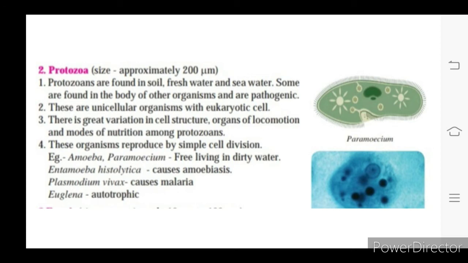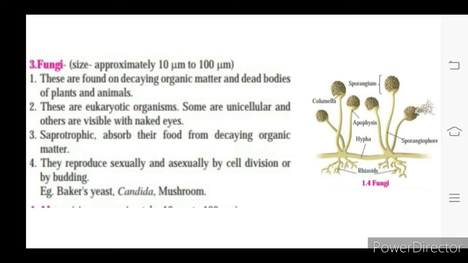For example, amoeba and paramecium, these two types of protozoans are mostly found free living in dirty water. Entamoeba histolytica causes amoebiasis. Plasmodium vivax causes malaria. And Euglena is autotrophic; among protozoans, only Euglena is autotrophic, the others are heterotrophic. Now let's learn the next one.